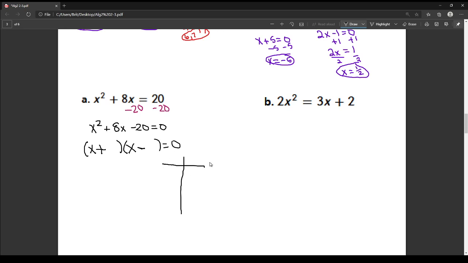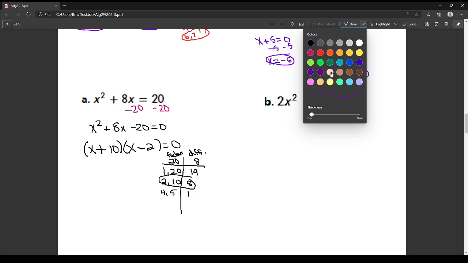I set up my t-table. I need the factors of 20 with this minus, so I need the difference, so they need to subtract to make 8. So my factors of 20, I have 1 and 20, 2 and 10, and 4 and 5. So if I go to subtract them, 20 minus 1 is 19, 10 minus 2 is 8, and 5 minus 4 is 1. So I'm going to use that middle set. Because my b term's positive, my bigger number has to be positive. So the 10 is going to go where the plus is, and then the 2 goes where the minus is. So we have factored it.